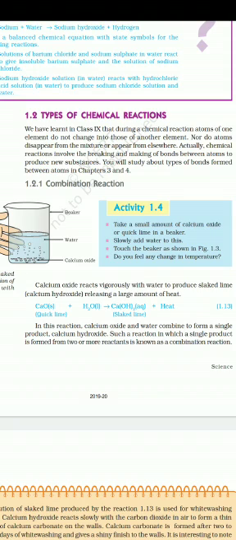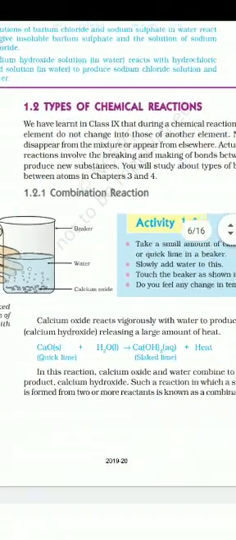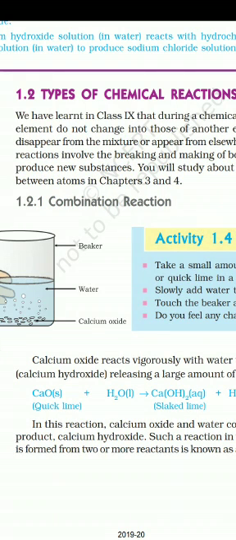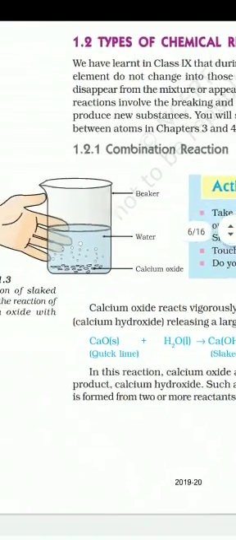Children, here we are having some types of chemical reactions. The first one is combination reaction. Children, as the name suggests, what do you mean by combination reaction? Combine. Two reactants combined together give one product. Children, to understand this combination reaction, here I am having some activity which is shown in the figure.